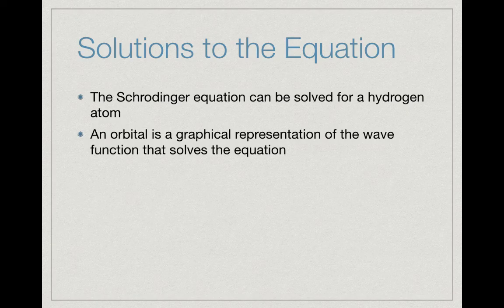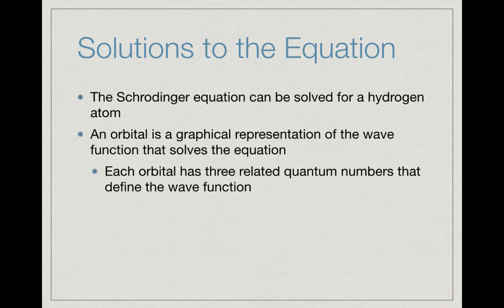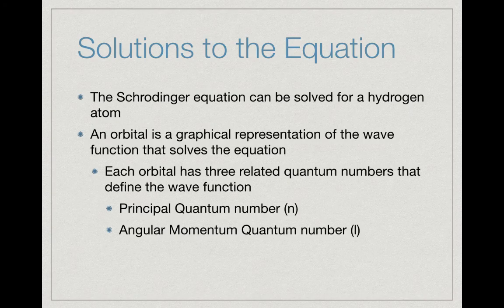Now each orbital has some different variables, and we call those quantum numbers. These quantum numbers are related to each other. They're interrelated within the model and within the equation. Those three quantum numbers that we're going to look at actually define the wave function. They are n, the principal quantum number; L, the angular momentum quantum number; and the magnetic quantum number, m sub L. So these really define the wave function itself.